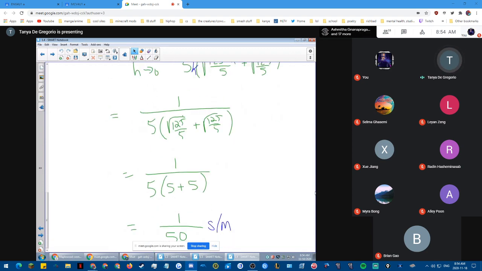Then you're left with 1 over 50, what is it, seconds per meter? Yes, seconds per meter. So this one's a little bit different in the sense that we see time as a dependent variable, rather than independent, but otherwise pretty much the same.